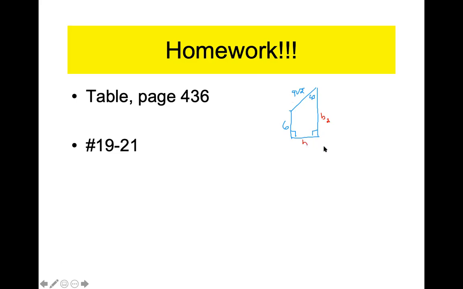So all we need to do is figure out how long is base 2. If I extend this right here, from here to here would be 6, so we just need that piece. On the special right triangle, it's 45, and we know that the hypotenuse is 9 root 2. We just need to figure out how long this piece is. We'll call it A.